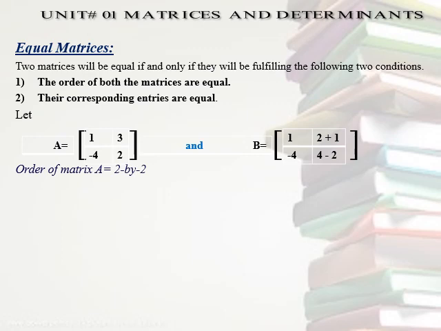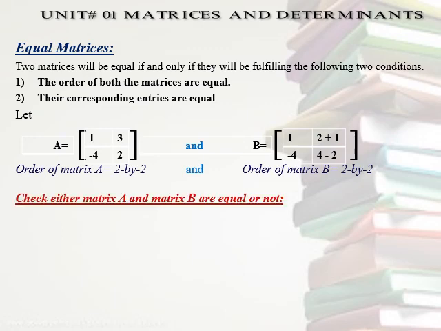Order of matrix A is 2 by 2 and order of matrix B is also 2 by 2. Check either matrix A and matrix B are equal or not. Our first condition is the order of both the matrices are equal. As the order of matrix A is 2 by 2 and the order of matrix B is also 2 by 2, so this condition is true.